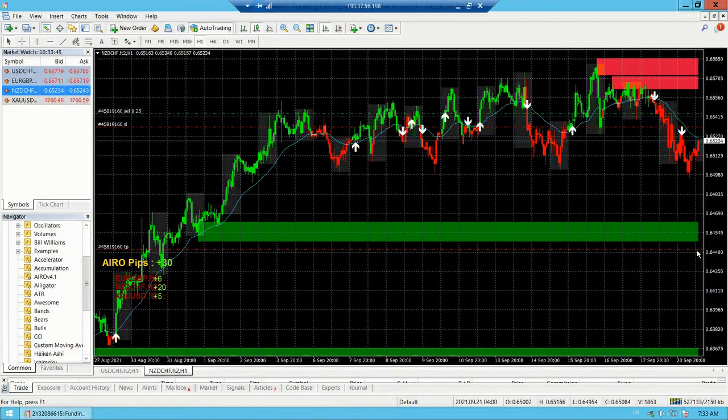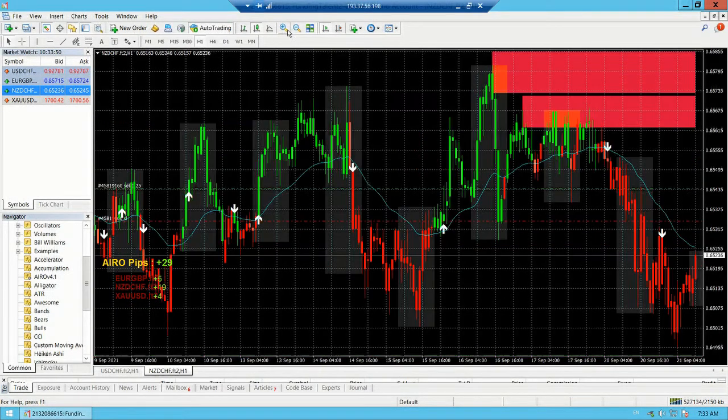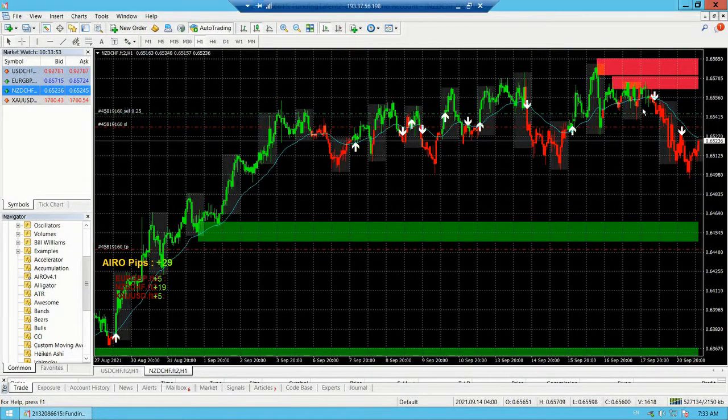And I have my take profit set a little bit past the zone, because I do believe that it will break here. So I'm going to continue to keep an eye on the trade, and we'll manage profits as they come. But that's plain and simply how Airo works.